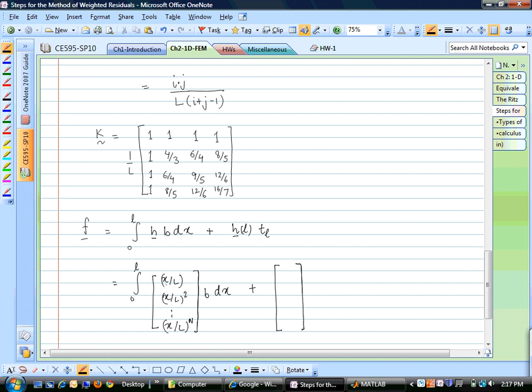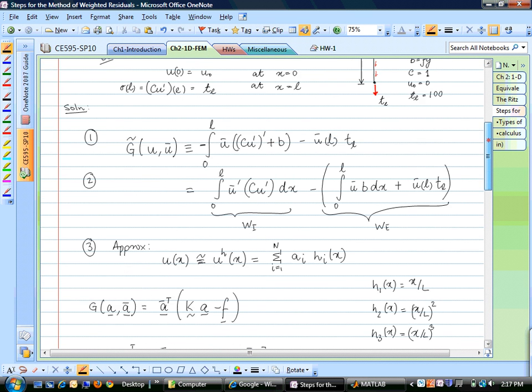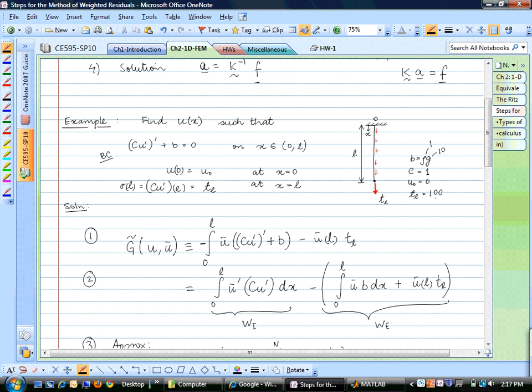If I plug in the value of x is equal to L, all these terms go to 1, right? So we'll have 1, 1, 1, all the way down to 1. And what is remaining is this TL, that is the end traction. And end traction in this case, we chose it to be equal to, I think this is supposed to be 10. So let's keep it at 10.